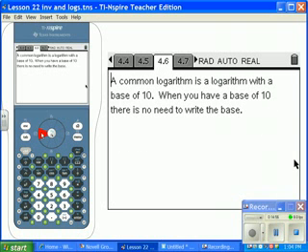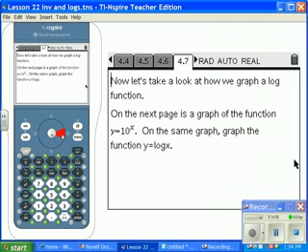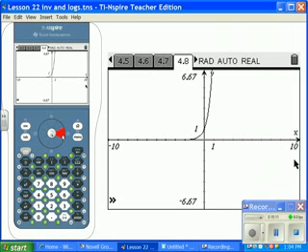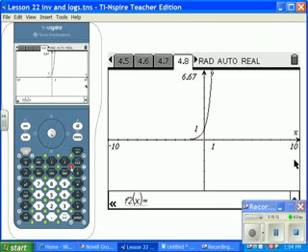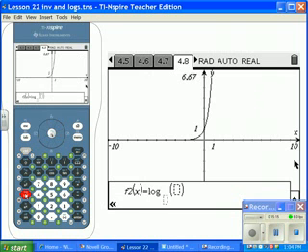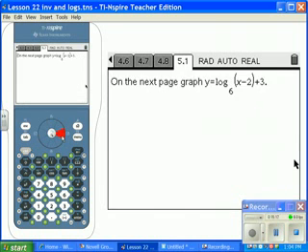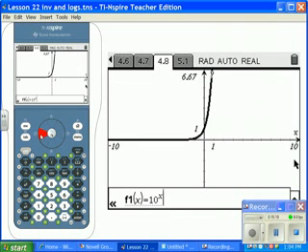Common logarithm is a logarithm with the base 10. We just discussed that. No need to write it. All right, so let's take a look at how we graph a log function. On the next page, I have the graph of y equals 10 raised to the x. On the same graph, I want you to graph the function y equals log of x. So Control G, y equals log.